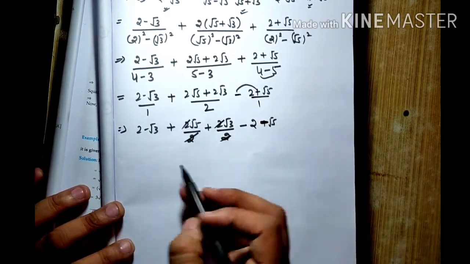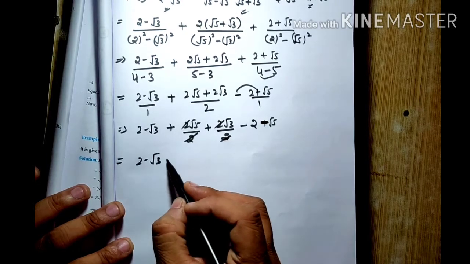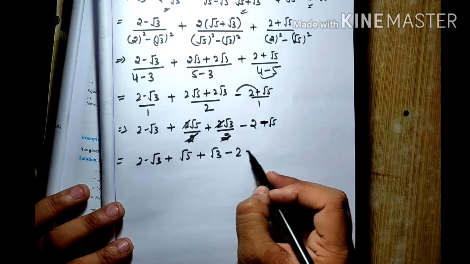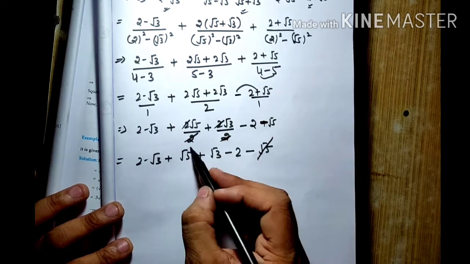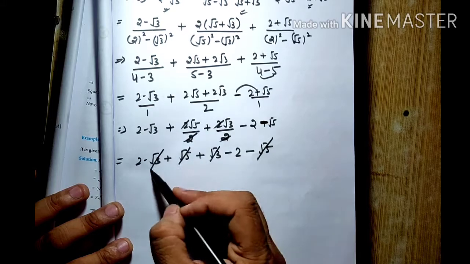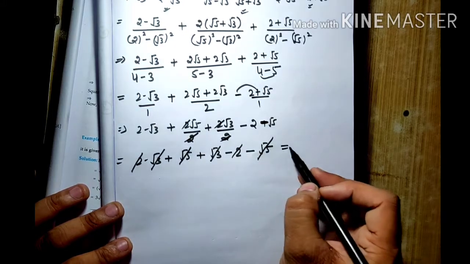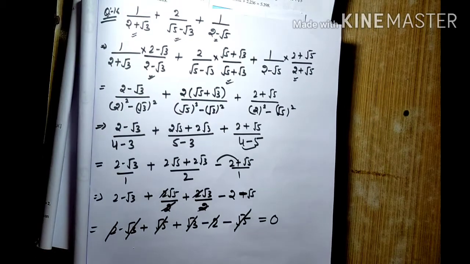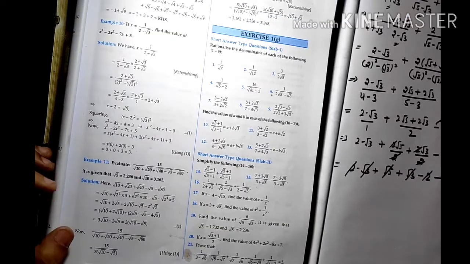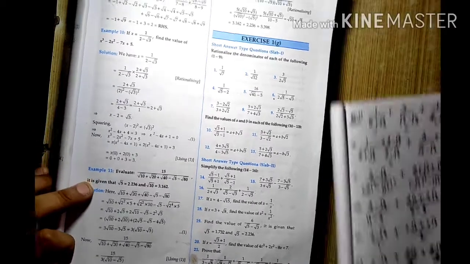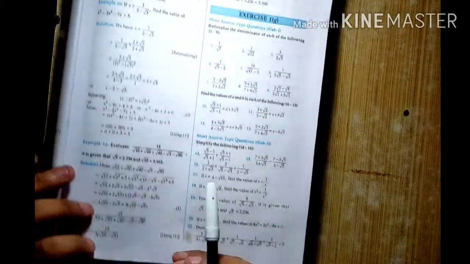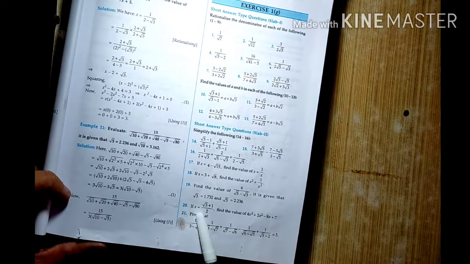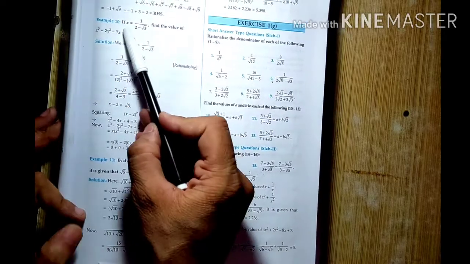2 to 2 cancel, 2 to 2 cancel, so 2 minus root 3 plus root 5 plus root 3 minus 2 minus root 5. Root 5 cancel out, root 3 cancel out, 2 cancel out by 2. The answer is 0. So students, now do examples like question number 17, question number 18, question number 19 and 20 which are the type of example number 10.